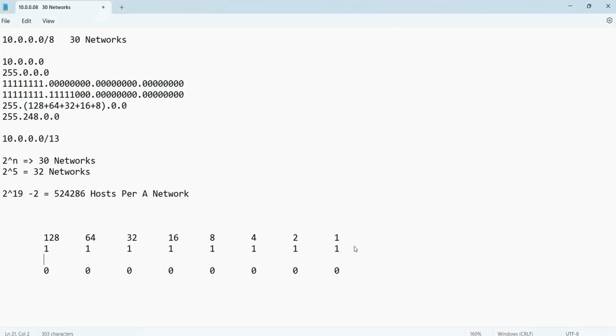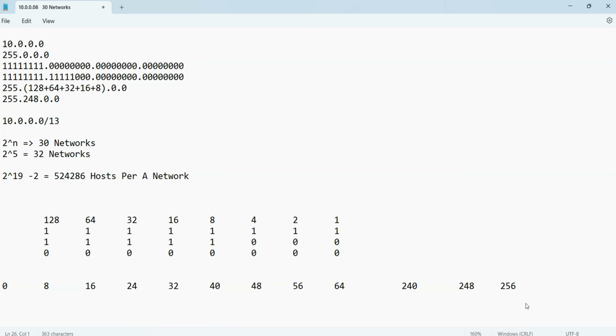What is the value of the last bit that I actually borrowed, of the 5 bits? If I go back over here, 1, 2, 3, 4, 5, just like that. So the value is an 8, which means my jump is an 8. I always have to start with subnet 0. 8 plus 8 is 16, plus 8 is 24, 32, 40, 48, 56, 64. Eventually, 8 times 30 reaches 240, and then 248. And of course, the last one is 256. As long as I'm ending with 256, that means I'm doing all the work perfectly. So what is my first network?